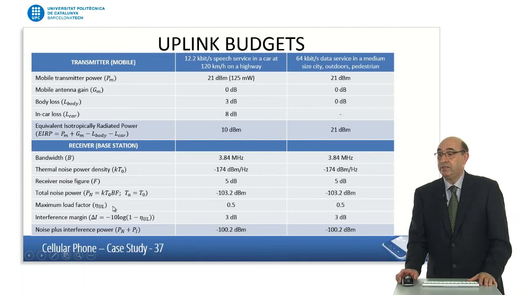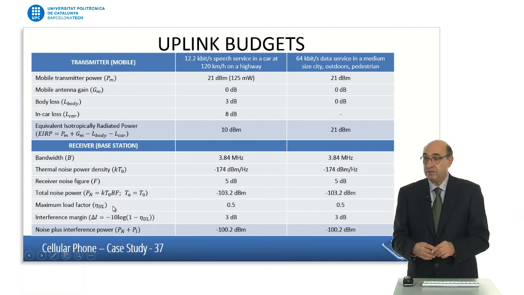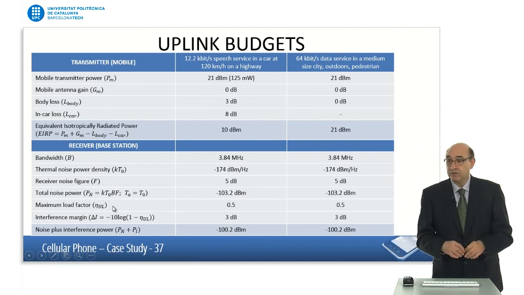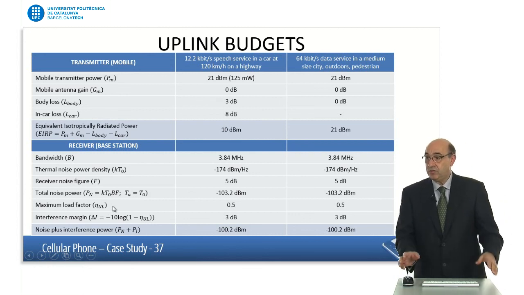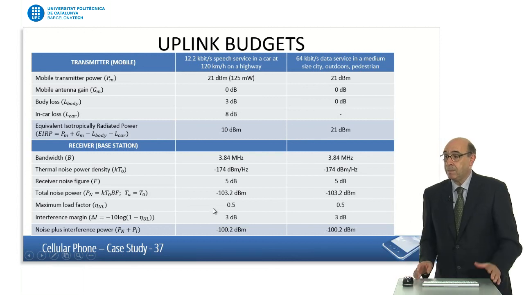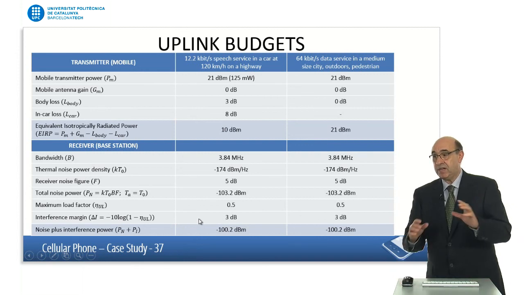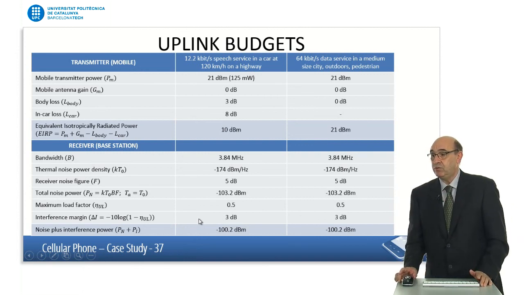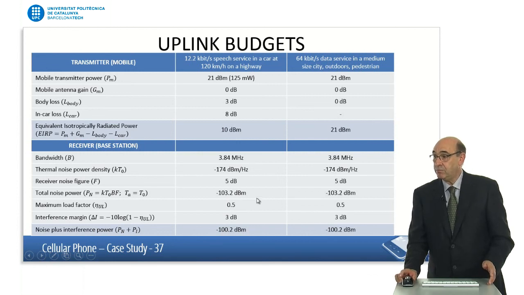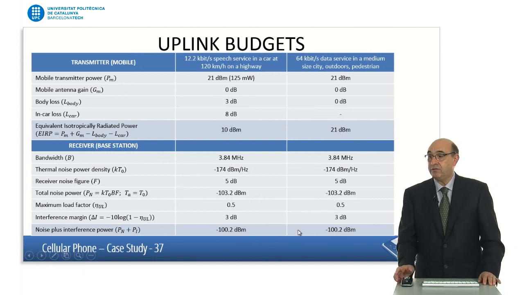Now we have to add the interference. And to add interference, we need to know the load factor. The maximum load factor here, let's assume, is 0.5. It's 50%. That means that we have the same amount of power as we had noise before. Or if you want, we add 3 dBs to this noise. So the total noise plus interference power is minus 100 dBm for this case. And in this case, it's the same. We are dealing with the same parameters. Nothing has changed here. In the transmitter side, yes, but nothing on the receiver side.